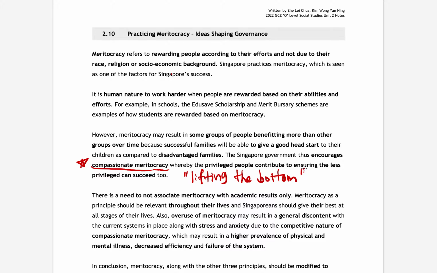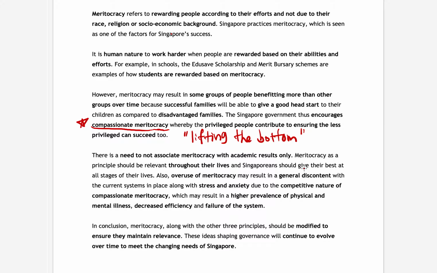Singapore emphasizes that privileged people must ensure that less privileged people can succeed also. Compassionate meritocracy. You might see this in some of your source-based questions, right? Where the source will talk about compassionate meritocracy, is it working, is it effective, whatnot. But you need to understand that this is what it means, lifting the bottom. Not suppressing the top, lifting the bottom so that they can achieve success as well.